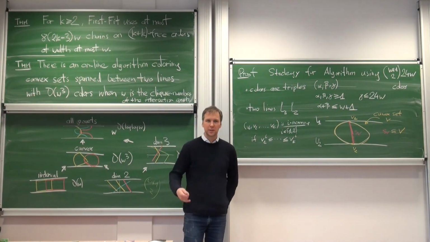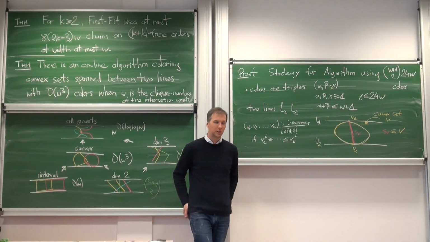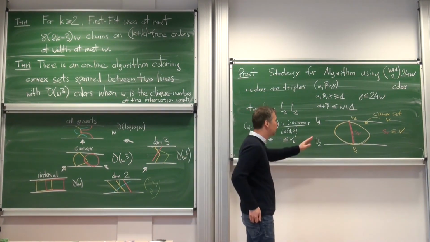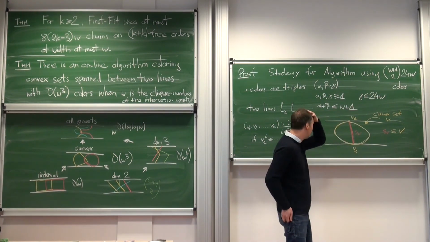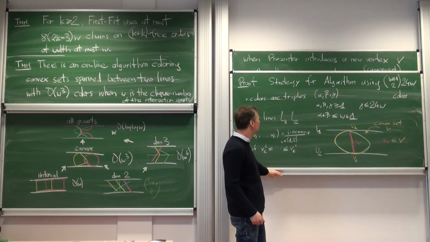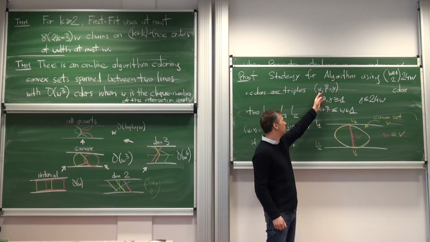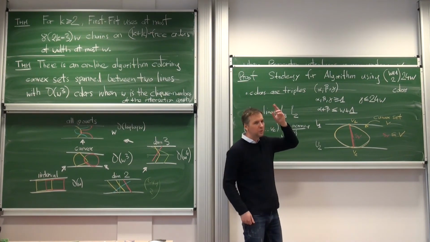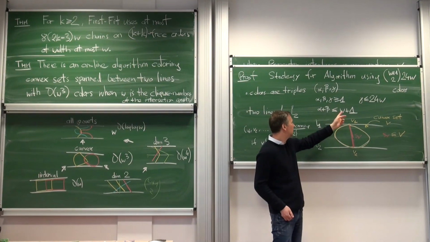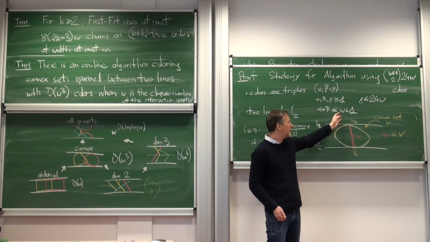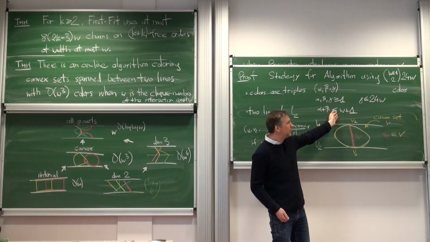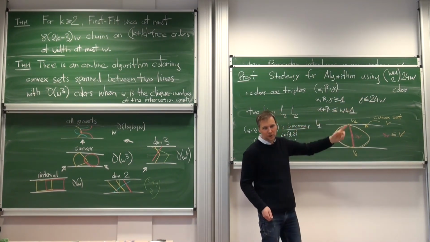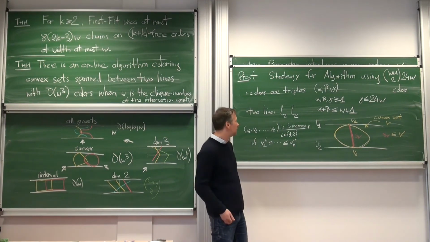So we're devising a strategy for an algorithm, which sometimes we call an online algorithm. And this strategy will use (ω+1 choose 2) times 24ω colors. A color will actually be a triple, so there will be alpha, beta, and gamma coordinates. All of them will be positive integers, alpha plus beta will be at most ω plus 1, and gamma will be bounded by 24ω. And just from these bounds, you can get that the number of triples is as stated.